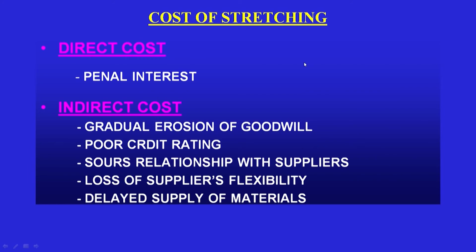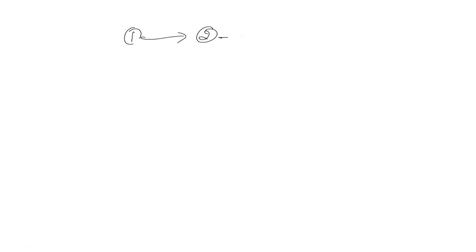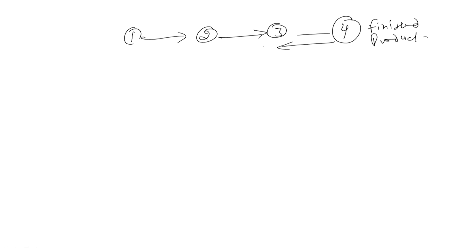Loss of suppliers' flexibility, that is a major issue. Loss of the suppliers' flexibility, because I told you that there might be a chain. There might be a chain like that, if there is one supplier, then he is supplying it to number 2 and he is supplying it to number 3, and this is the number 4 who is the manufacturer of the finished product. This is the chain. So, it means this person is making the payment to him, he is making the payment to him, he is making the payment to him.